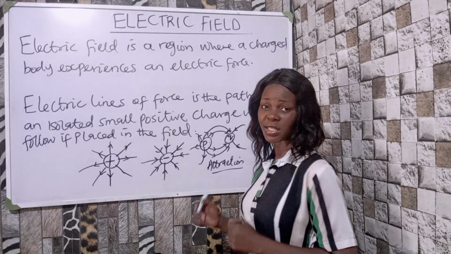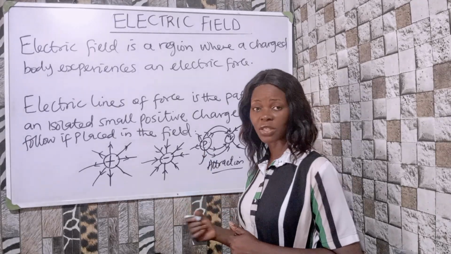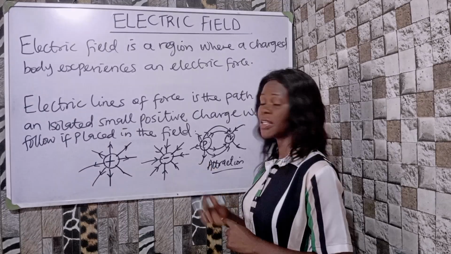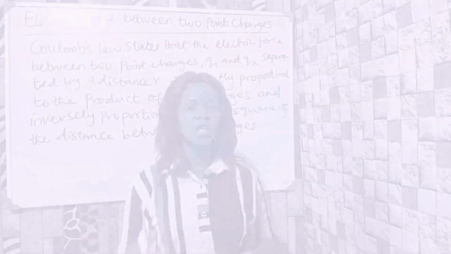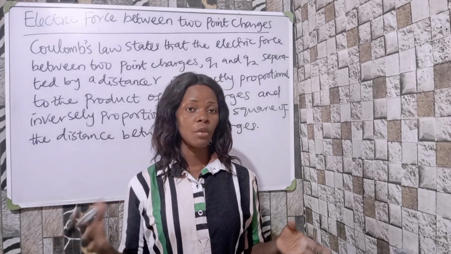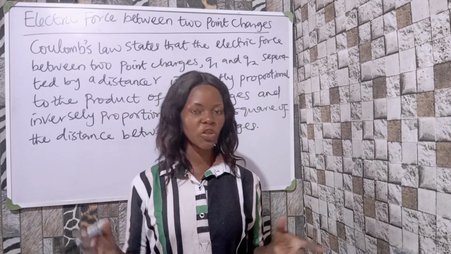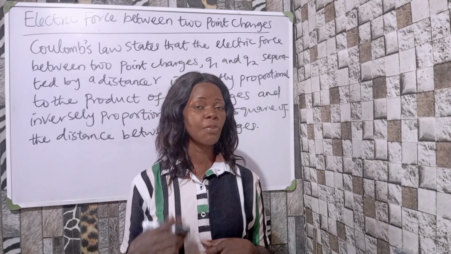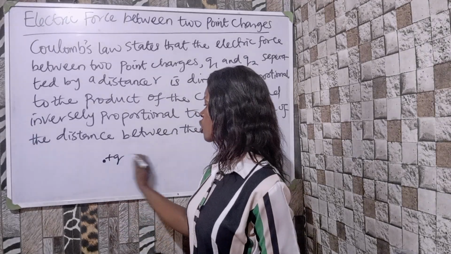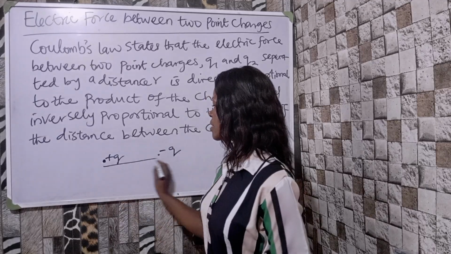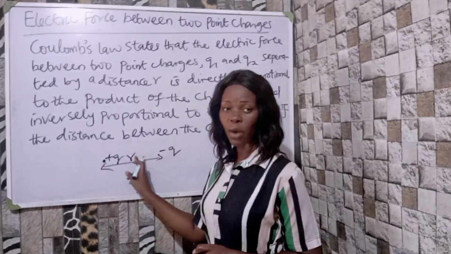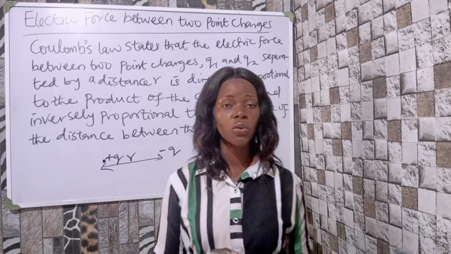So the conclusion for this aspect is that the isolated positive charge radiates outwards, meaning that it goes out, while the isolated negative charge radiates inwards. If you consider two point charges, there is an electric force between these two point charges, and that force is proportional to the product of the charges, and inversely proportional to the square of the distance separating the two charges. For example, if you have these point charges plus Q and minus Q, there is a force that is directly proportional to the product of these charges and inversely proportional to the square of the distance separating these charges. And that gives us Coulomb's law.